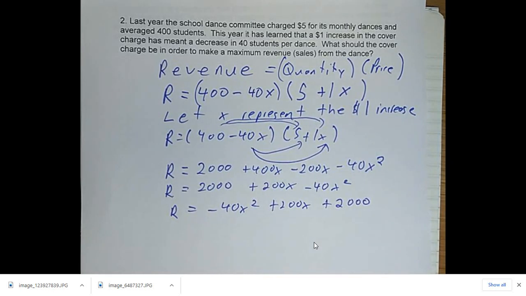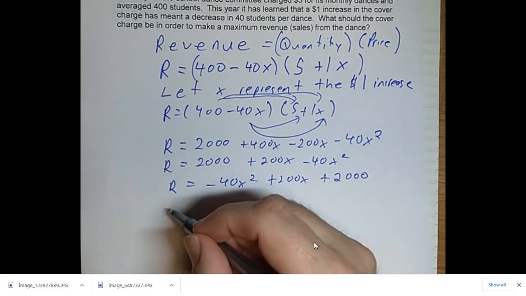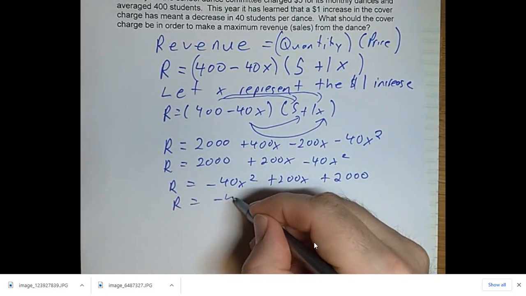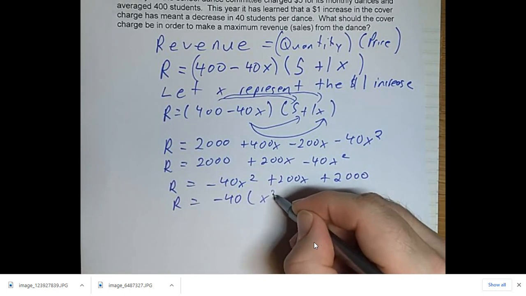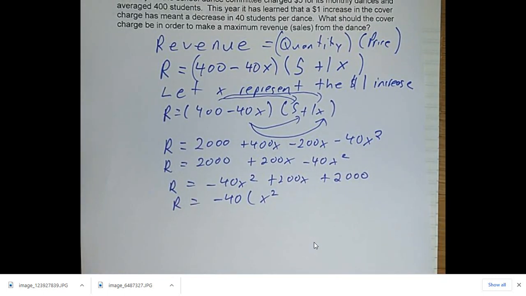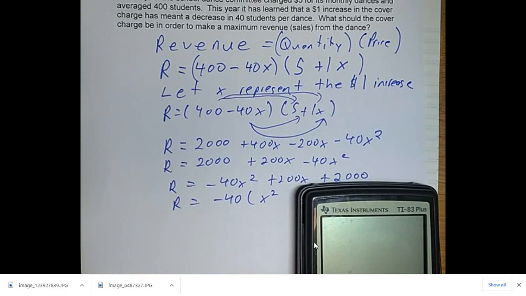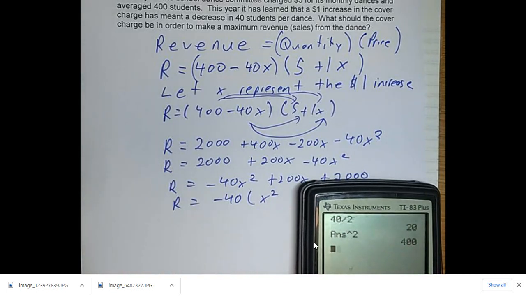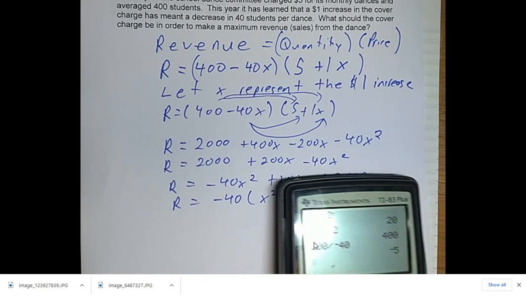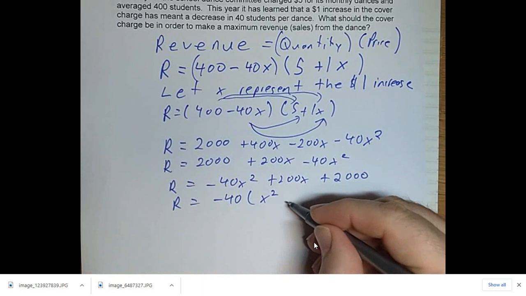Now we want to find the maximum revenue. So what we're going to do here is take this and complete the square. To do that, you take the minus 40 out of the first two terms. So you get x squared. Well, 200 divided by minus 40, let's take a look on my calculator. So 200 divided by negative 40, I get minus 5. So I get minus 5x here.